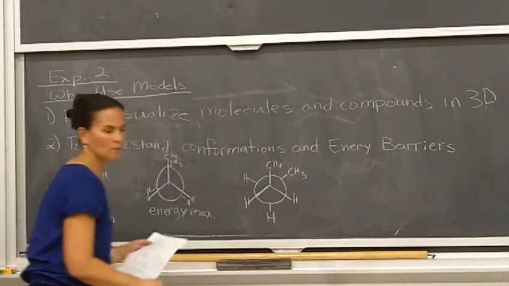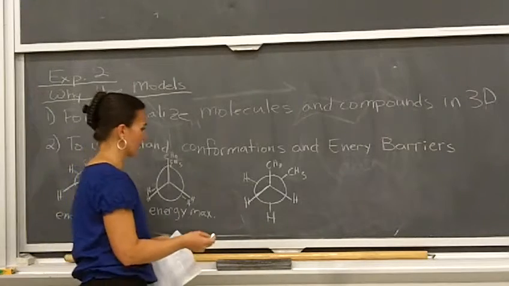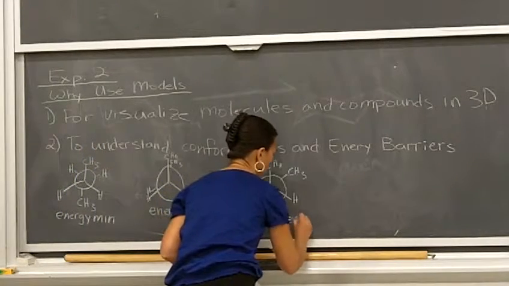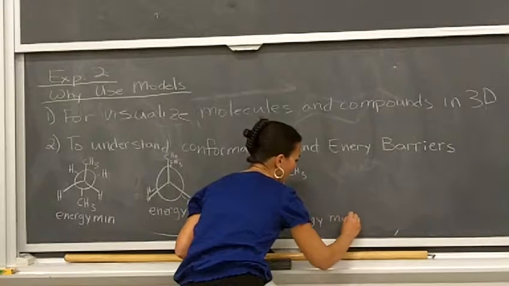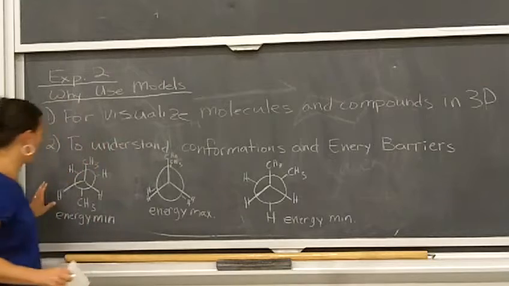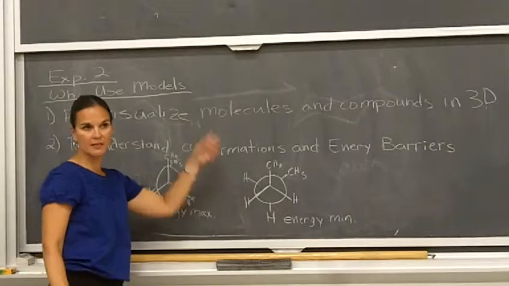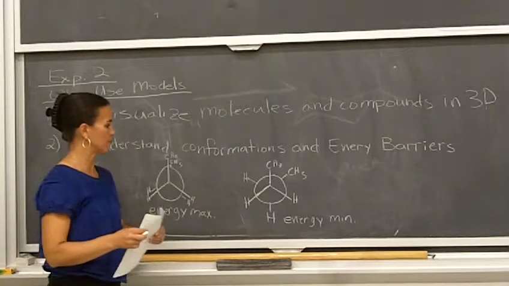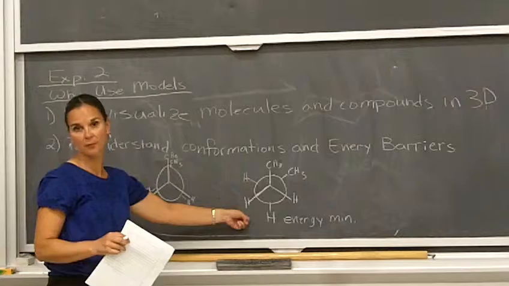And then this one here, what is this one? This is gauche, right? Is it a minimum or a maximum? It's a minimum, right? It's not the minimum. The biggest minimum would be down here, but if you look at the energy of butane in the conformations, it is one of the lower points, okay?